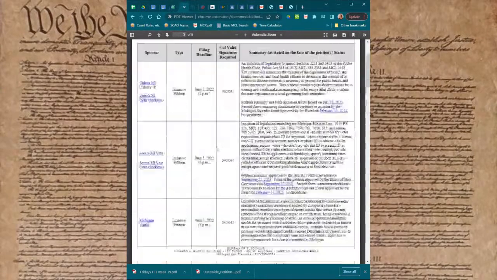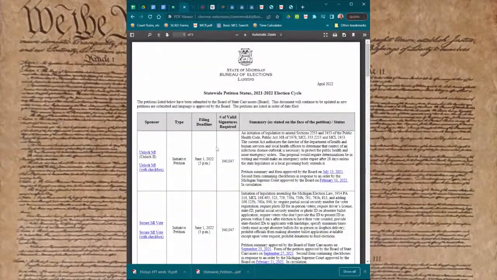Okay, so one of the first pieces of information I wanted to share with you all today was actually the PDF from the state of Michigan showing the statewide petition status for the 2021-2022 election cycle. This is what we briefly went over in Tuesday's episode, and it shows, in order of the date that they were filed, the petitions and what they're known by, the type that it is.